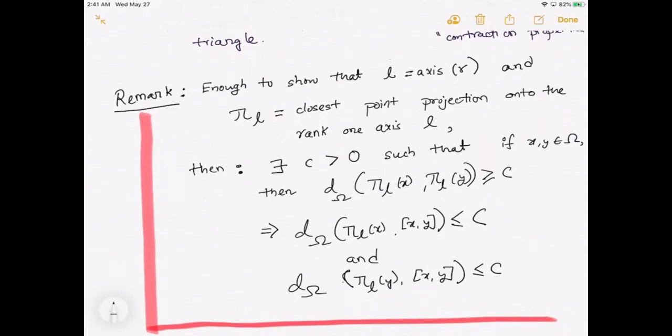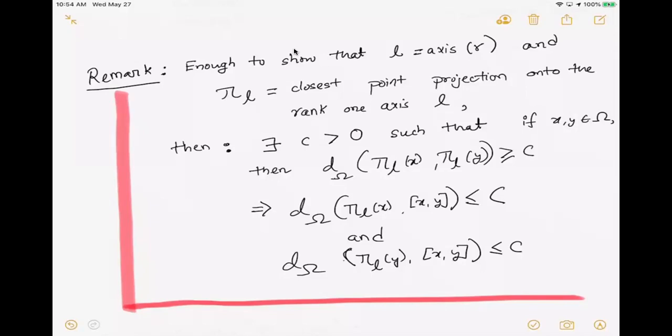axis of gamma and pi_L is the closest point projection onto the rank 1 axis L, then the projection has a certain property. The property is that there exists a positive constant C such that if x and y are points in Omega for which the distance between their projections under pi_L are at least a distance C apart, then the projective geodesic between x and y passes through the ball of radius C around pi_L(x) and also passes through the ball of radius C around pi_L(y).